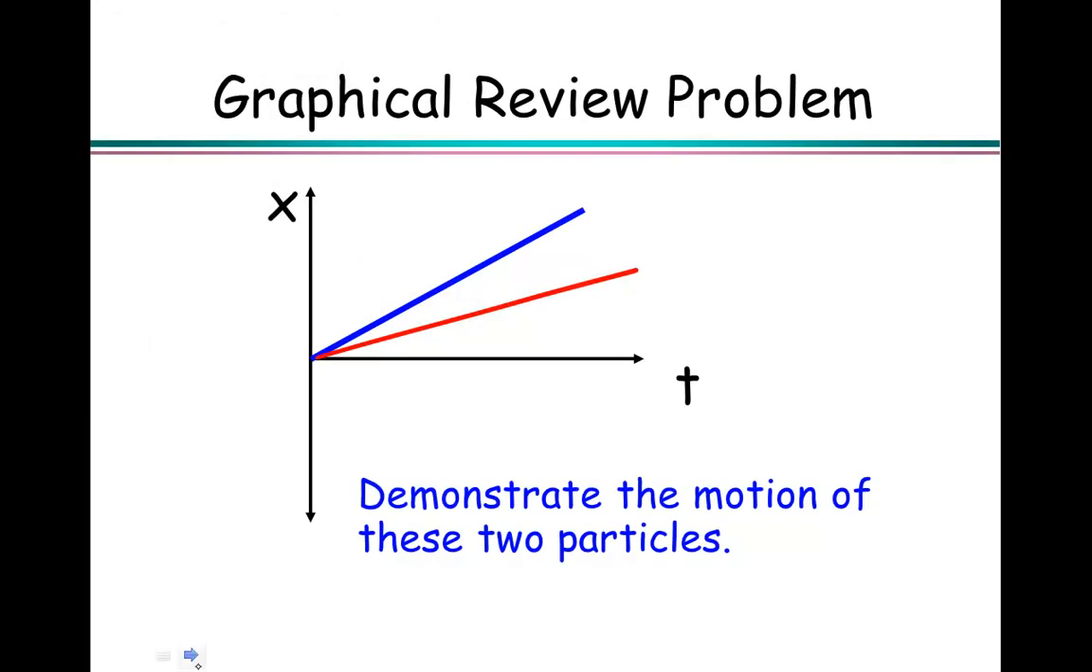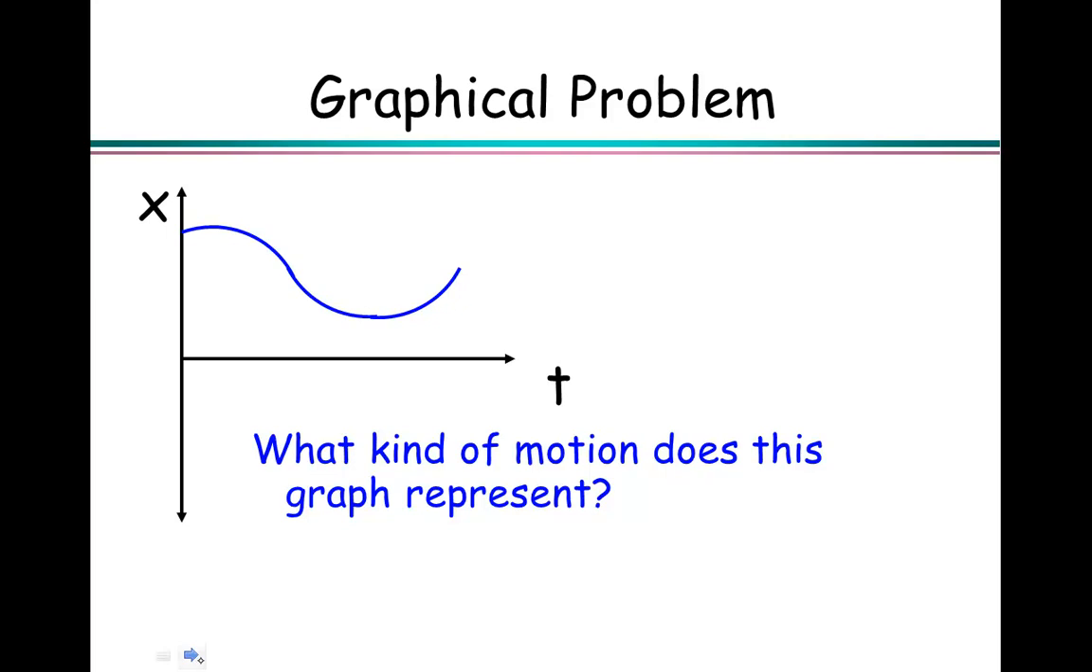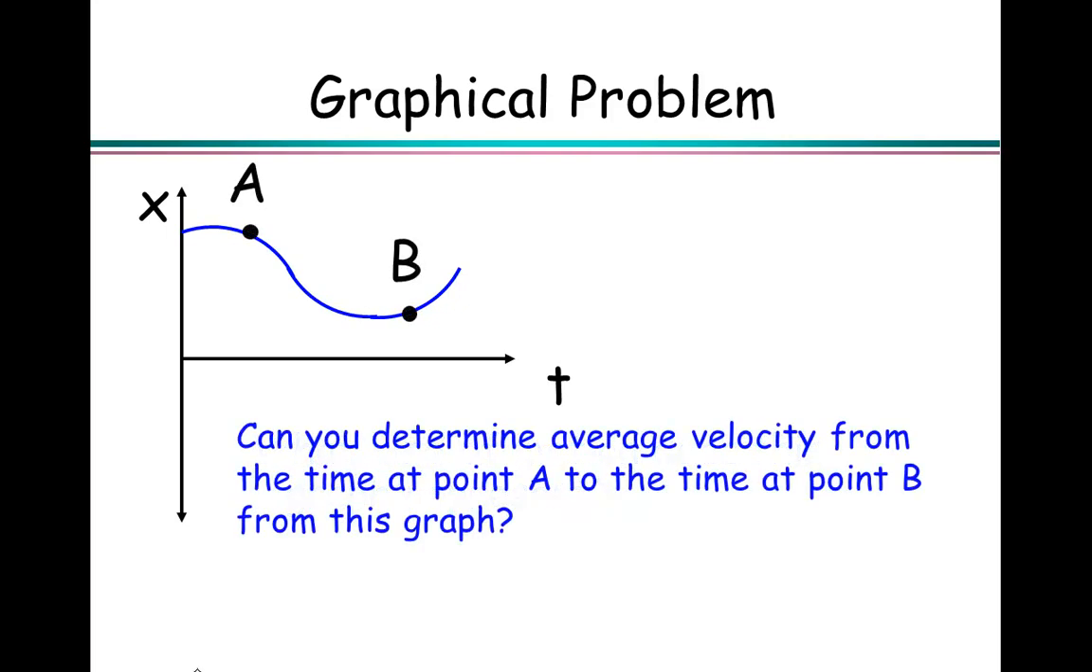So these are some other things that we will do in class. Make sure we understand them. Question is, can you determine the average velocity from the time at point A to the time at point B from this graph? So remember, average velocity just depends upon the ending point and beginning point. So certainly what we can do is take this point here and this point there and draw the best straight line that we can draw through them and calculate out that slope, and that would be our average velocity.